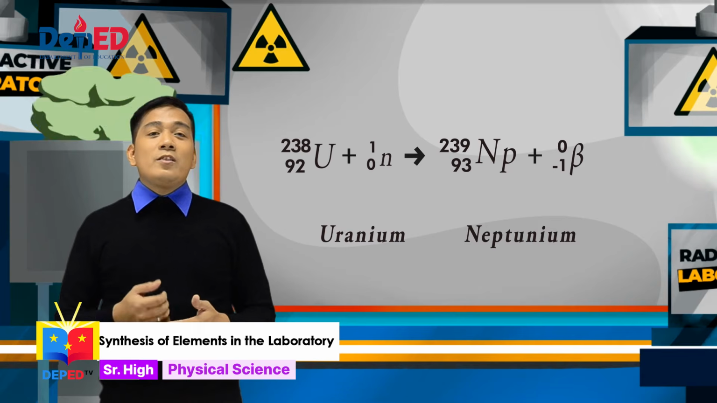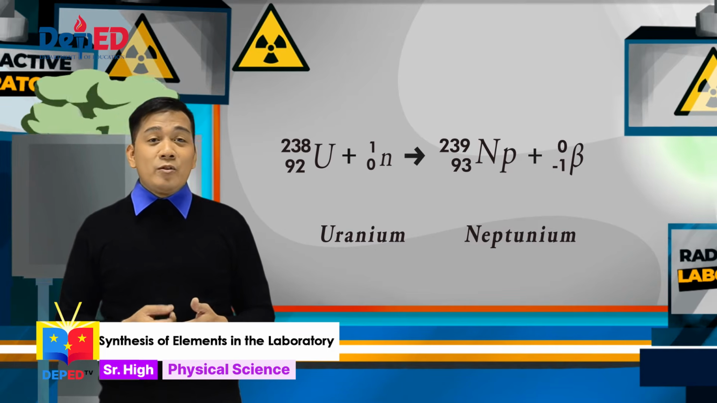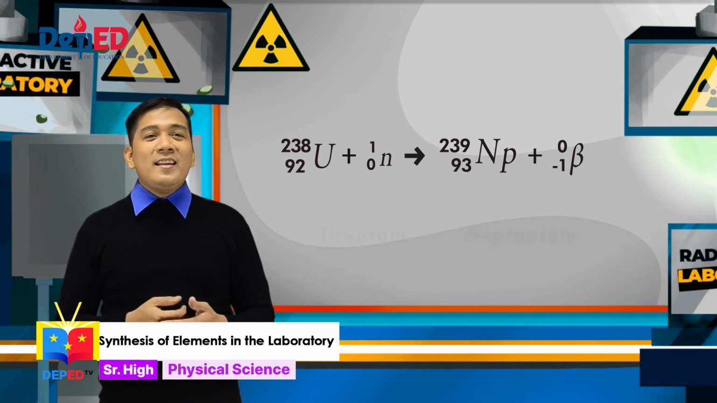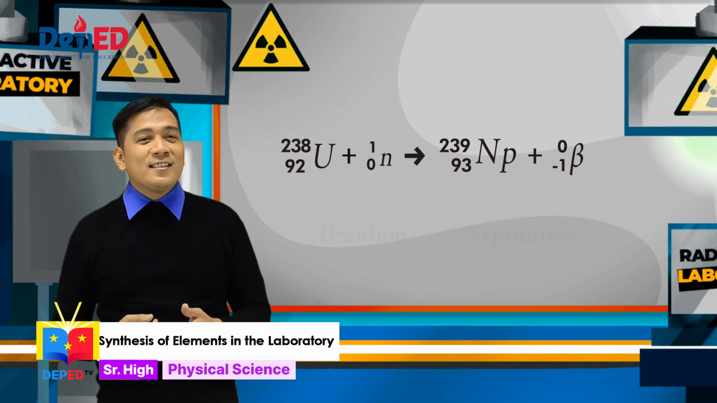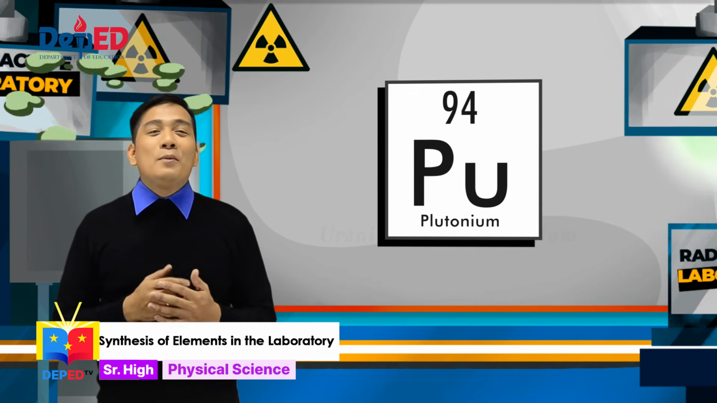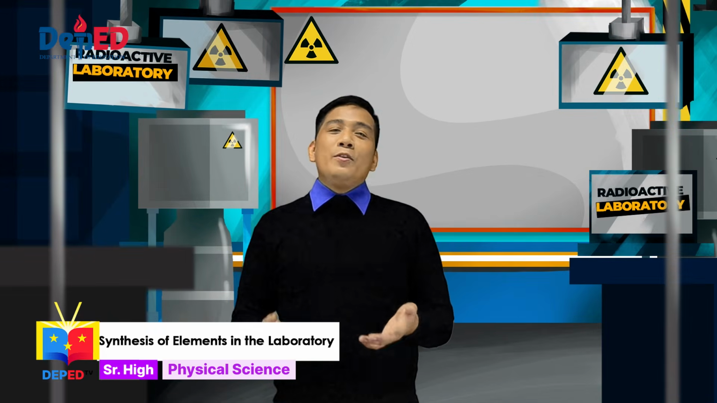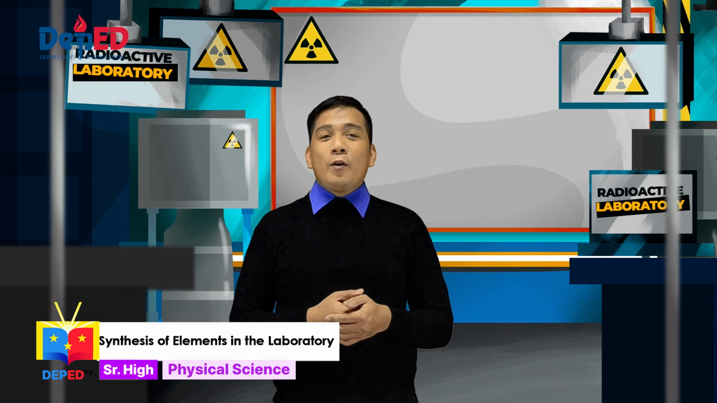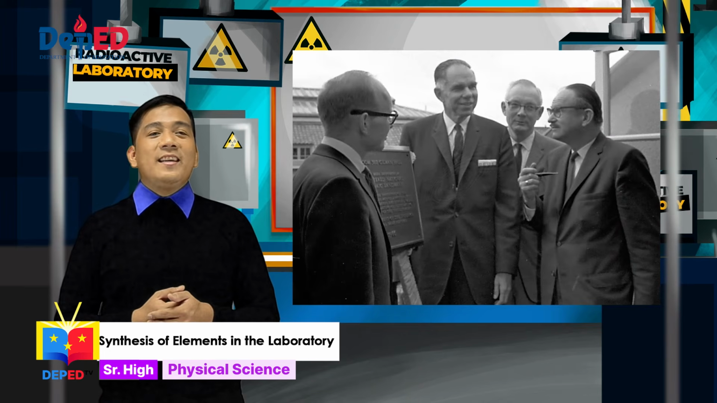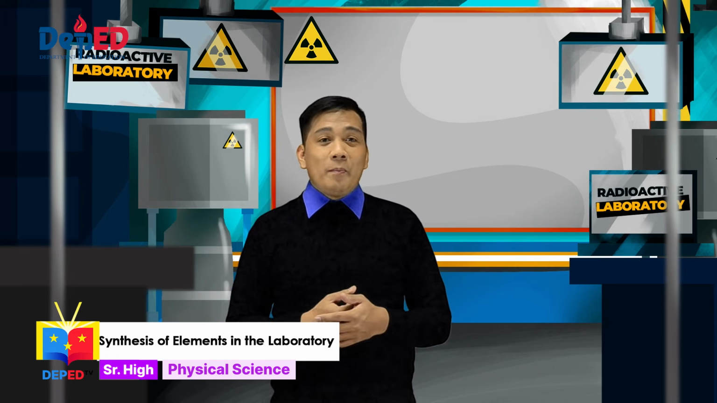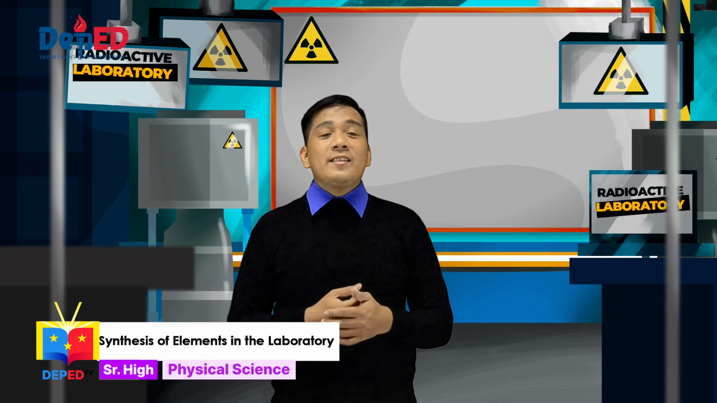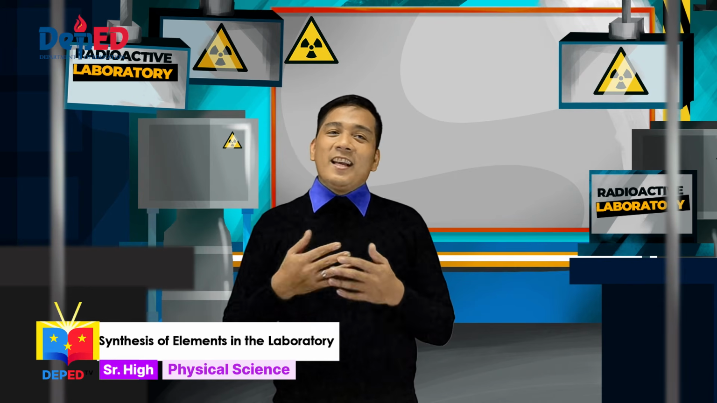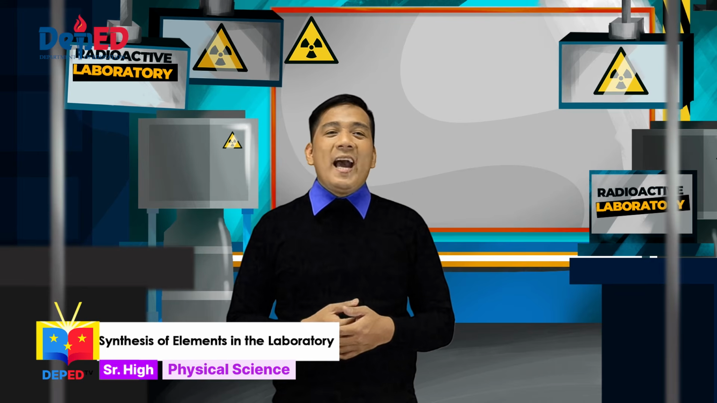If element 92 is uranium and element 93 is neptunium, what do you think they named element 94? They named it plutonium. Plutonium was synthesized at the end of 1940 by Seaborg, Macmillan, Kennedy, and Wall. This time, they bombarded uranium with deuterons in a cyclotron. Take a look at these and see if you can figure out what happened.